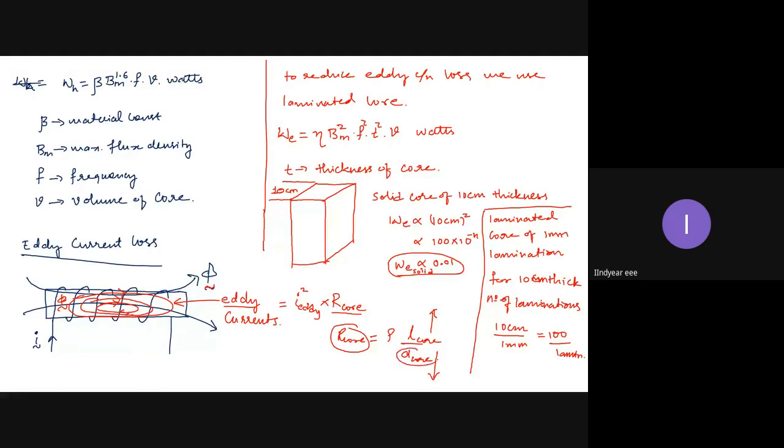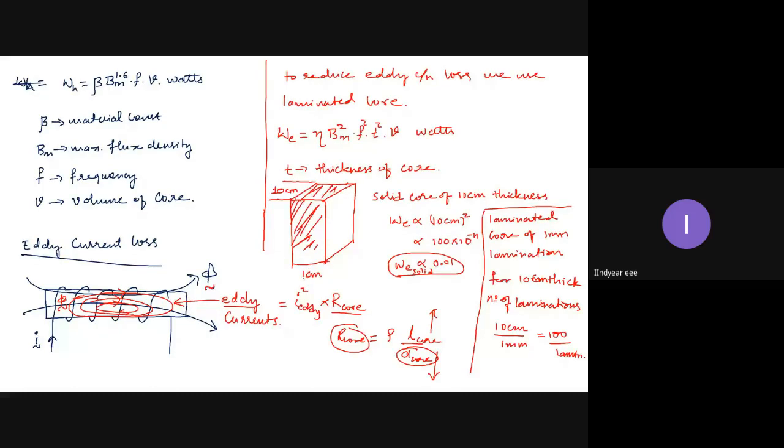The length of the core is the same, it won't change. What about the area of the core? Suppose the cross section is 1 centimeter by 10 centimeter. What is the cross section area of the core now? 10 centimeter into 1 centimeter, it is 10 centimeter square.